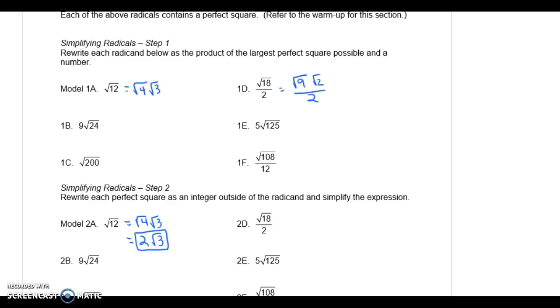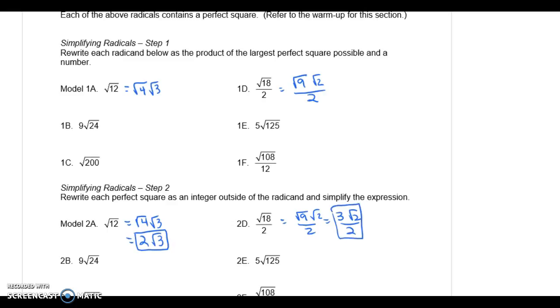When we have square root of 18, we're going to rewrite that as the square root of 9 times the square root of 2, over 2. The square root of 9 is 3, so it becomes 3 root 2 divided by 2. And we can't simplify that square root of 2, and these 2's definitely don't cancel, so that's about as far as we can go.